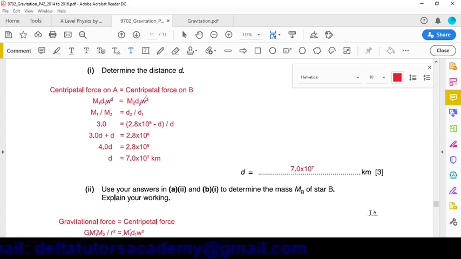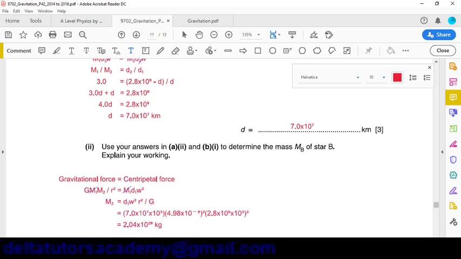Okay, next part. Use your answer in A2 and B1 to determine the mass MB of the star.